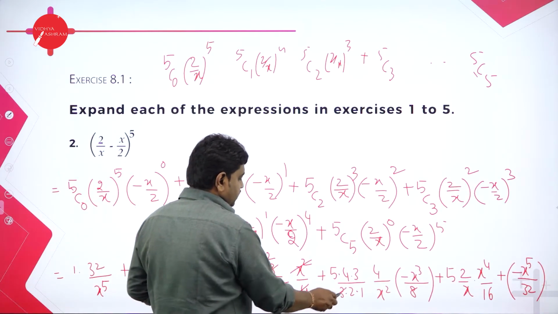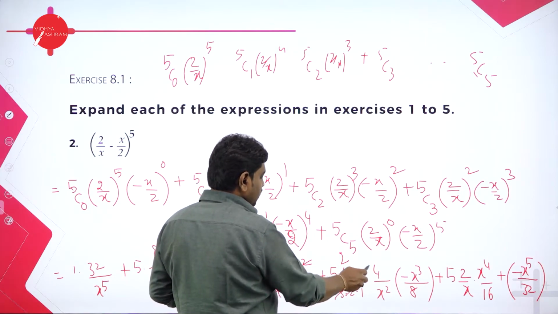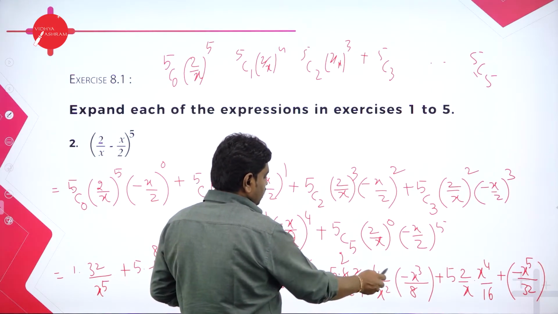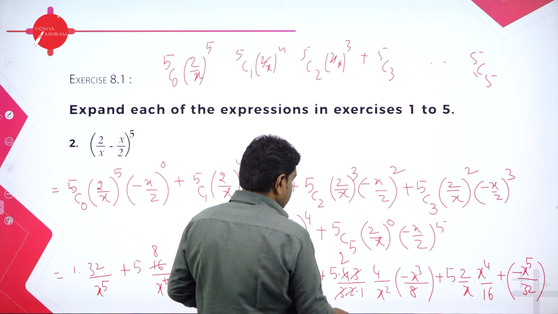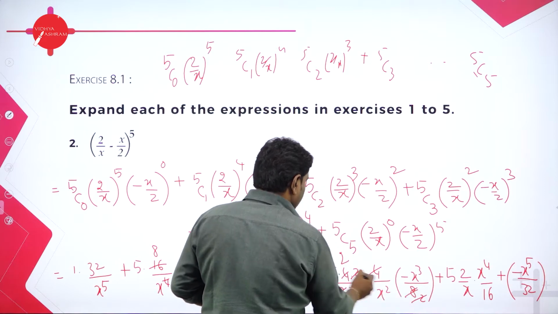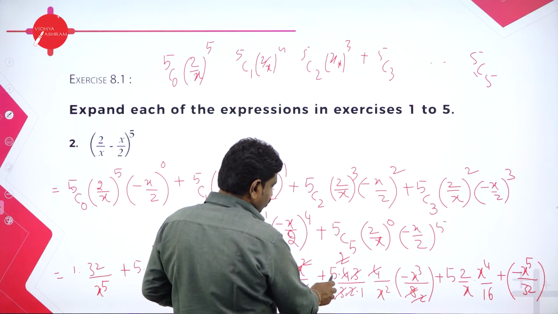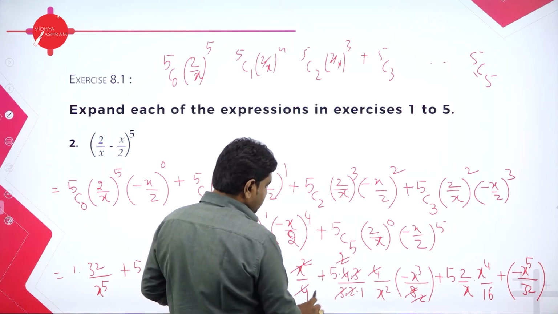Then here I can cancel 3, here I can cancel 3, 2 1s are 2, 5 2s are 10, 10 4s are 40, and plus into minus is minus. Here again 4 1s are 4, 2 2s cancel, so we are left with 5 in the numerator, all other terms cancelled.